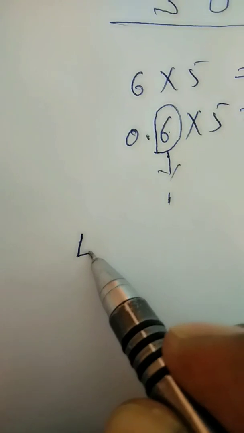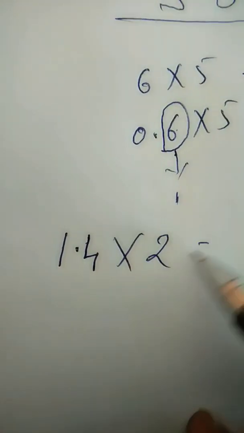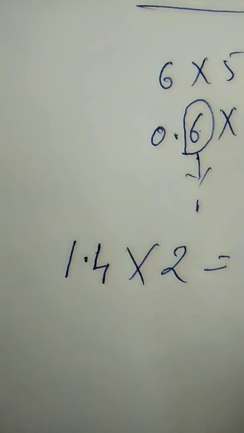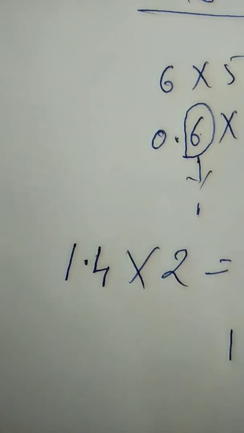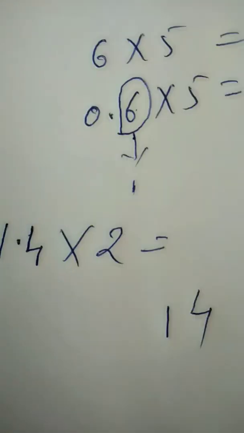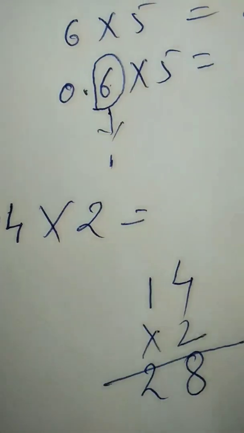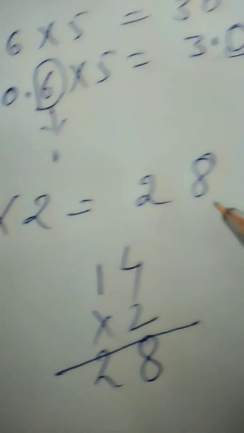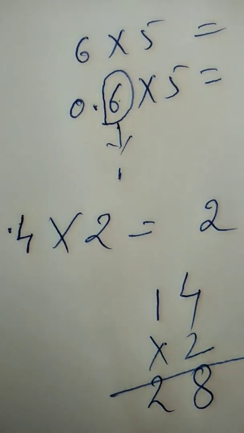Right, so let us take another example. I have another example, 1.4 multiplied by 2. What will be the answer? So dear students, firstly you will multiply the number without the decimal, write 1.4 as 14. Now multiply it by 2. So what will be the answer? 28. Okay? Without the decimal the answer is 28. So with the decimal, what will be the answer?